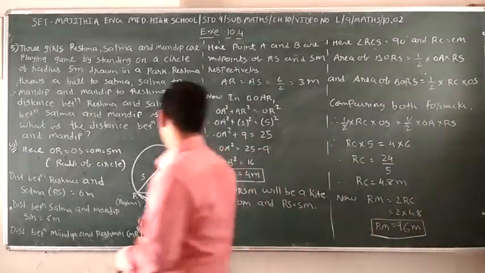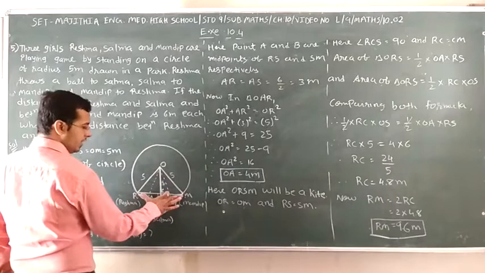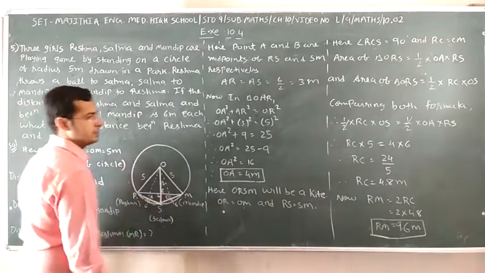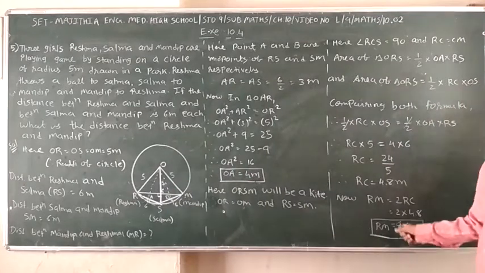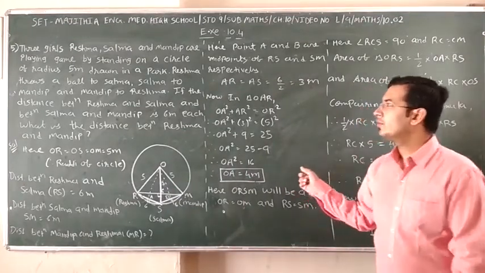We get this RC. I want RS. It means 2 into RC. So 2 into 4.8, that is 9.6 meter. That is our final answer. Okay, note it down in your book.